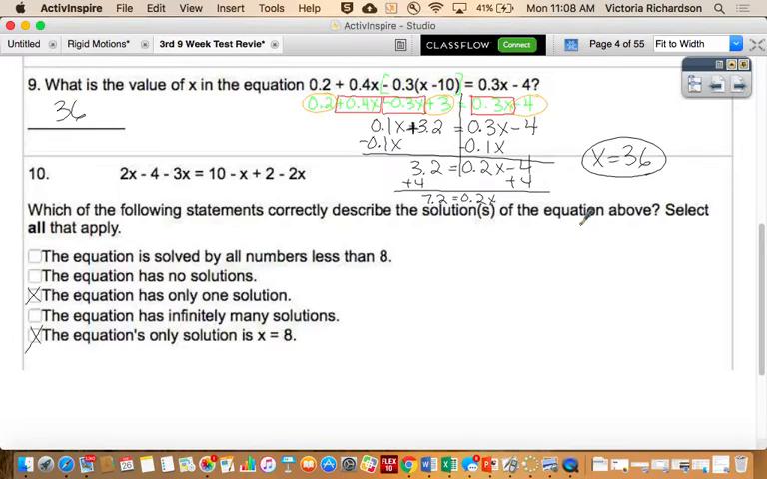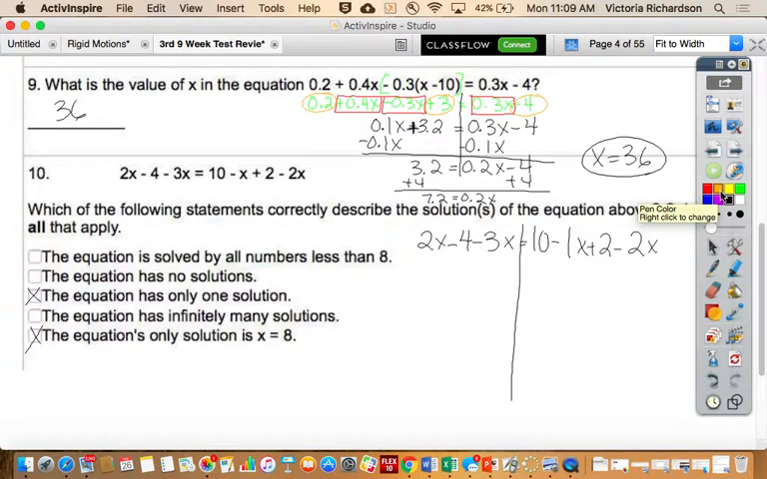Number 10, you have 2x minus 4 minus 3x equals 10 minus 1x plus 2 minus 2x. So first thing I'm going to do is draw the wall, and you've got a whole bunch of variables and numbers. So I'm going to circle my numbers. Make sure you circle the sign that's in front. If it doesn't have a sign, it's automatically positive. And then I'm going to put boxes around my variables, not forgetting the sign in the front.